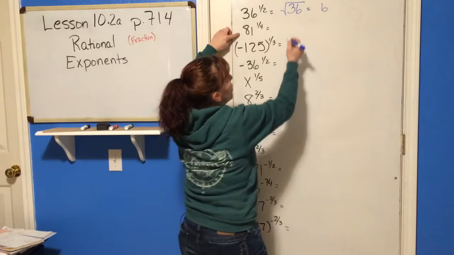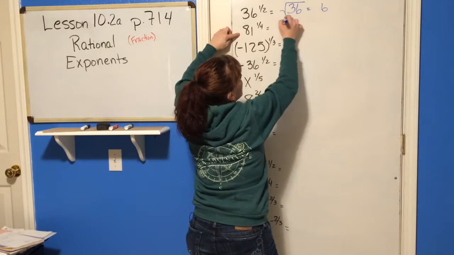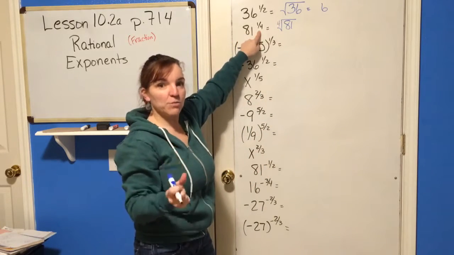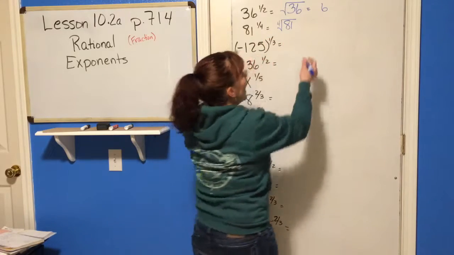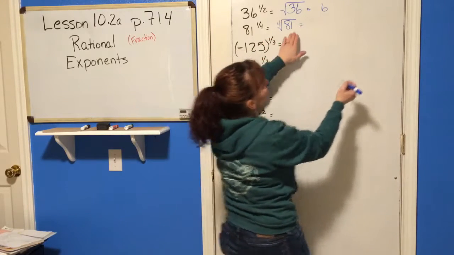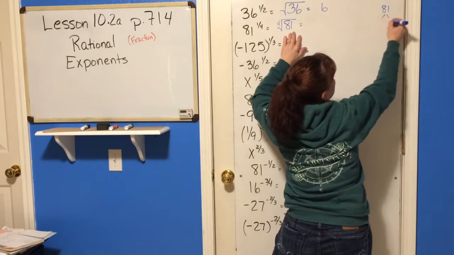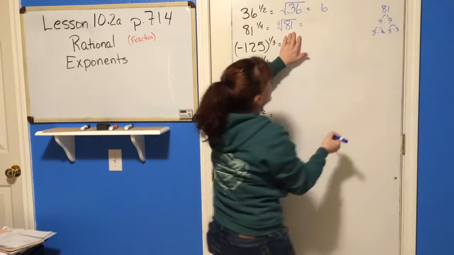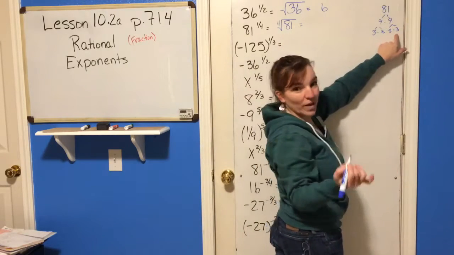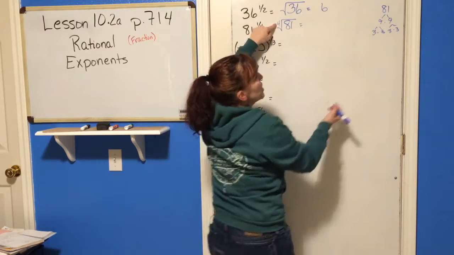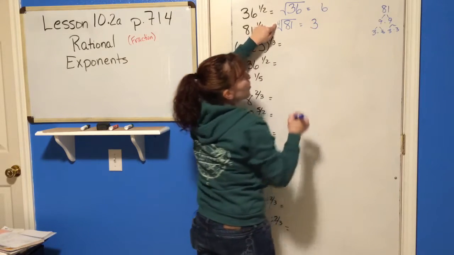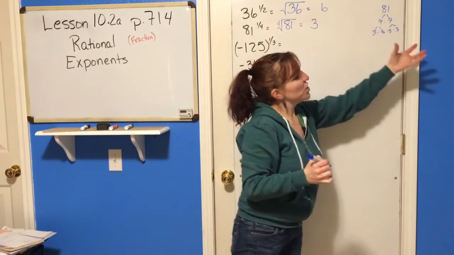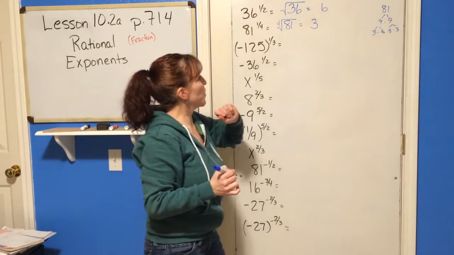Same type of thing. 81 to the 1/4 power: the 4 becomes the root. The denominator becomes your root. So this is the 4th root of 81. And if you remember, you can use your tree. 9 times 9 is 81. So 3 times 3 is 9, and 3 times 3 is 9. So there's a set of 1, 2, 3, 4 threes. We want the 4th root, so we want 4 threes. And so 3 is your final answer. Because there's a set of 4 threes, we can bring it out of the box as just 3.